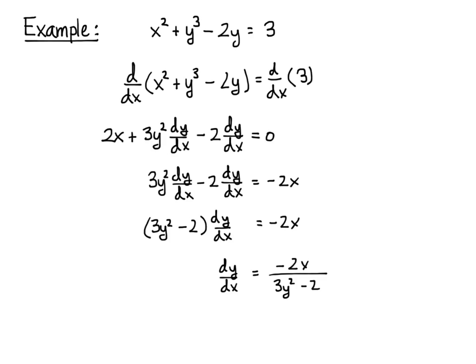Yes? So why isn't it like 2x dy dx? I mean, dy over dx plus 3y squared. Like, why is it only on the 3y squared and the negative 2? You're asking me about how this factored? Oh, the one above it. One above it. Why is that 2x?